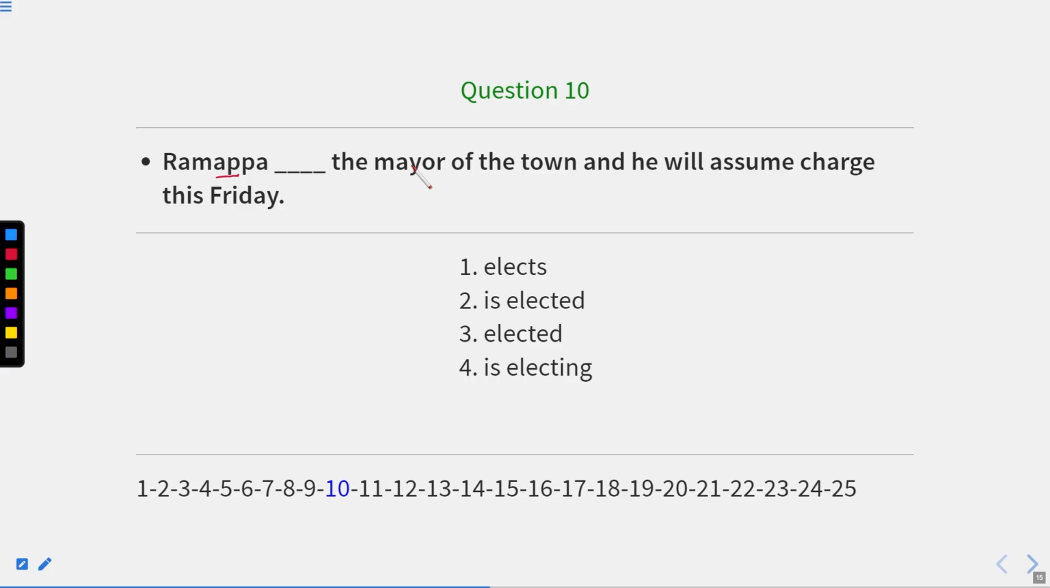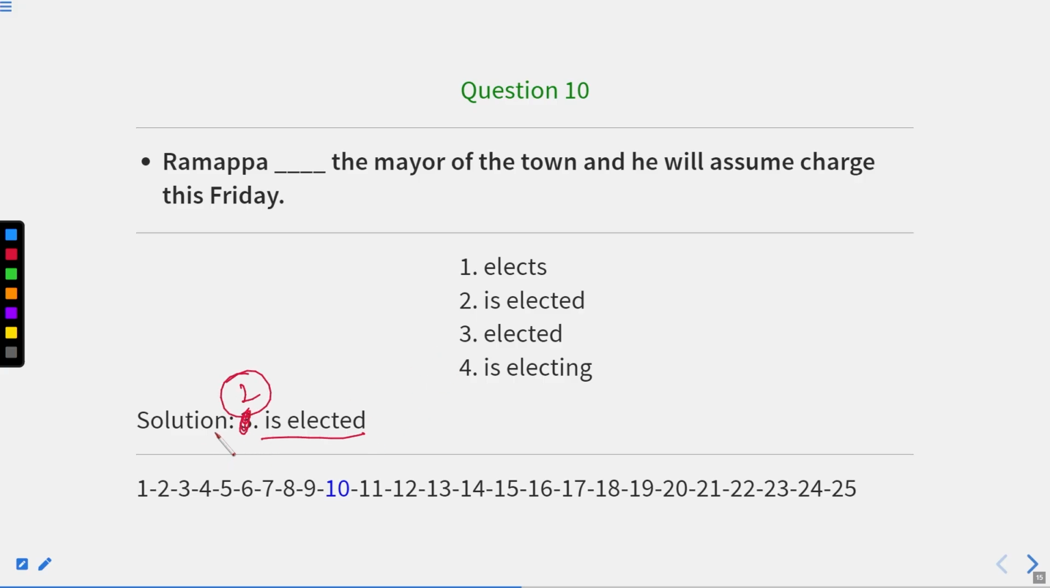Now, Ramappa dash the mayor of the town and he will assume charge this Friday. So here Ramappa elects the mayor? Ramappa is elected the mayor, or is electing? Whenever we talk about who is going to be elected as the mayor, that is Ramappa. So he has been elected as the mayor. Now we cannot write as with the word elected. This is also the omission of the article, that we cannot use elected with the word as. So here is elected will be the correct answer. So second will be the correct answer, that is elected. It is not third, it is second.